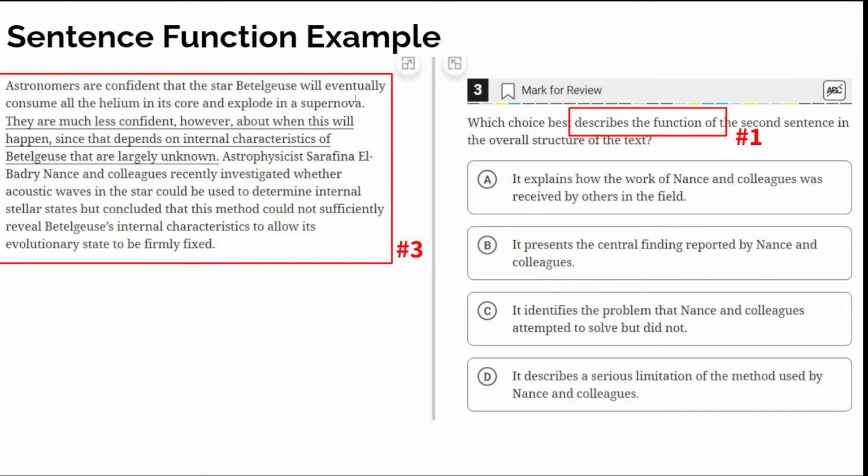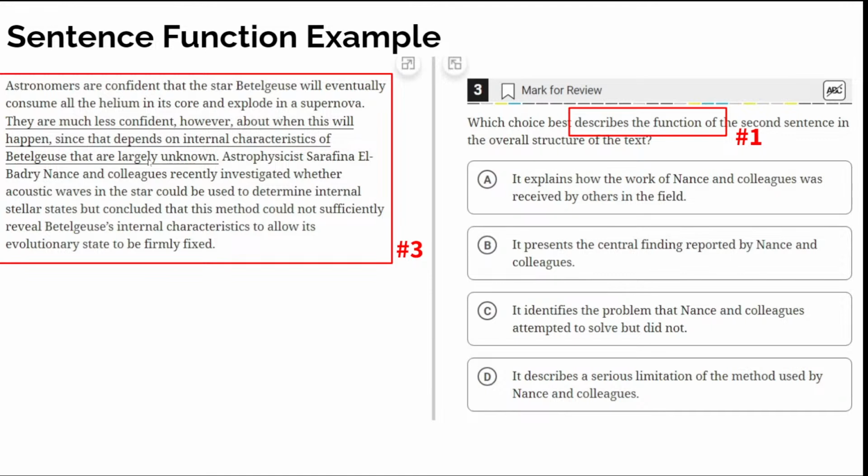So the star Betelgeuse will eventually consume all the helium and explode, but they're less confident about when this will happen. All right, so there's a star that is going to explode. We know that that will happen, but we don't know when. These people recently investigated to see if we could determine the internal state, but concluded that it could not sufficiently reveal the internal characteristics. In other words, we don't know.